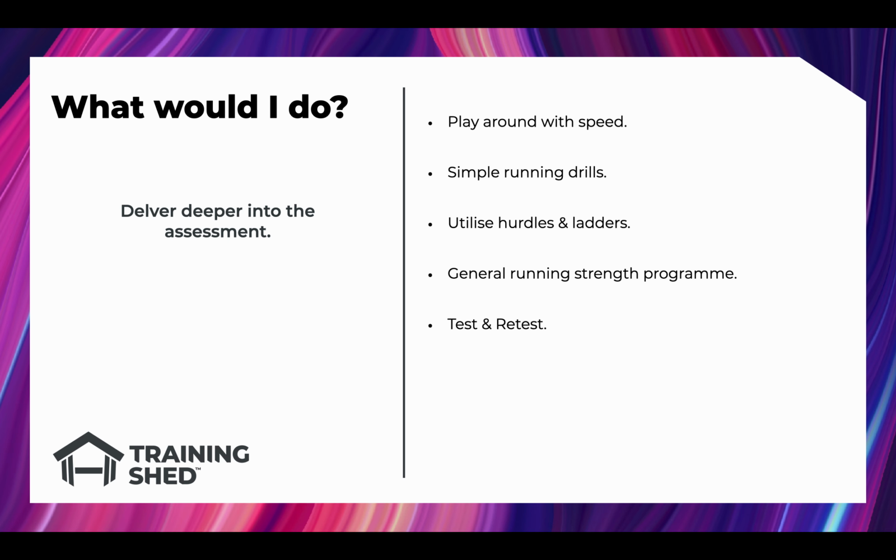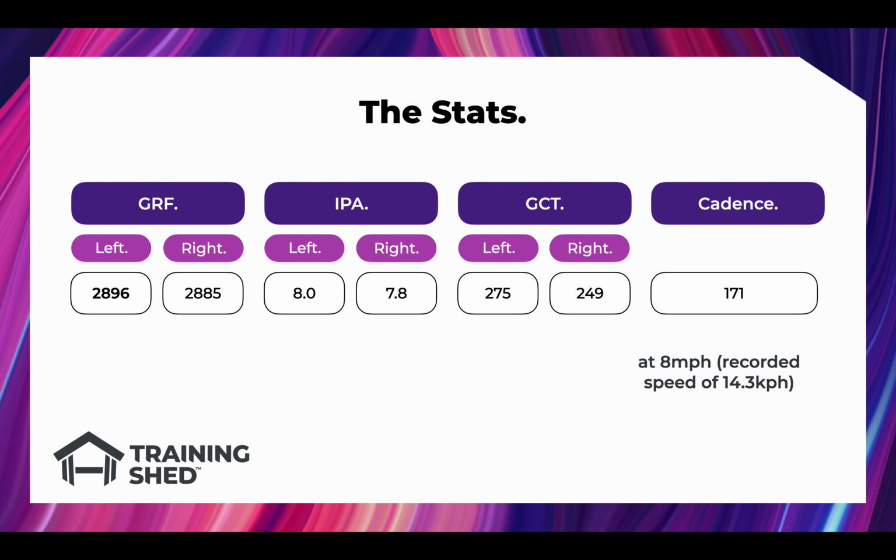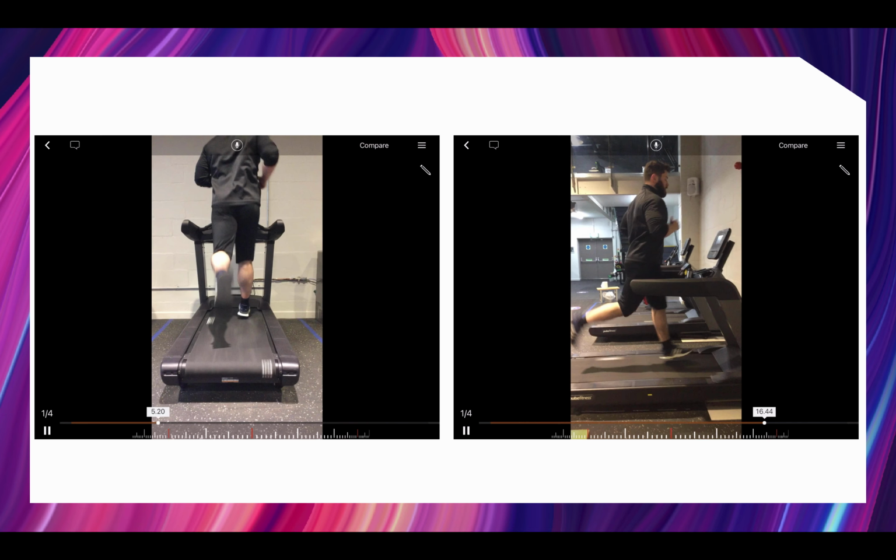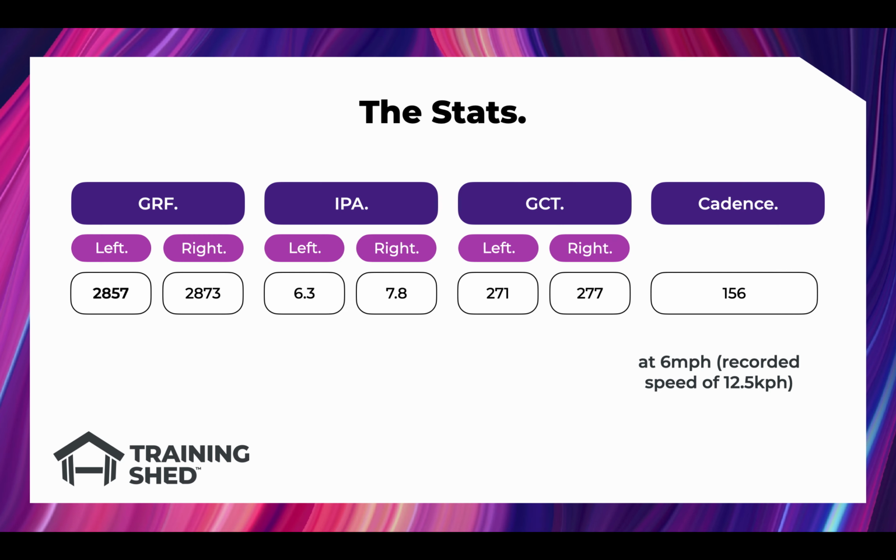And then I'm going to test and retest him. Let's say this set of stats here, not perfect at all, but for me this set of stats is better than the original set of stats, because in the second lot of stats Dan is running better. He's running in a style that suits him.